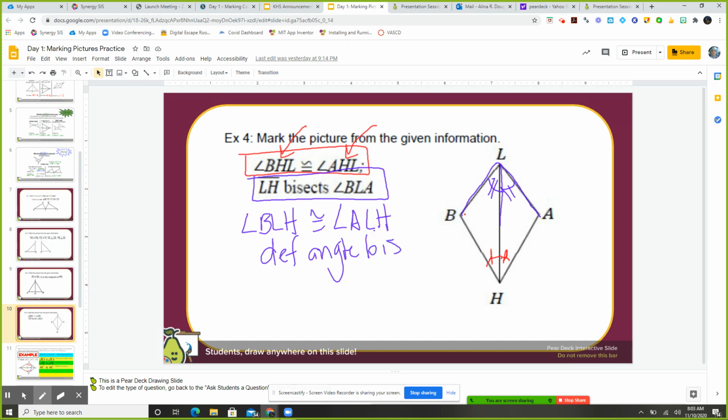What else can I mark? There's a third thing I can mark, similar to the last one. Do we have two triangles that share a side? What side do they share? I've got triangle B on the left and triangle A on the right. What do they share? LH. So LH on the left is congruent to LH on the right.